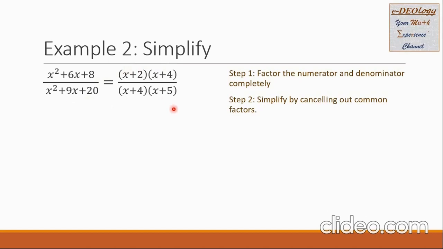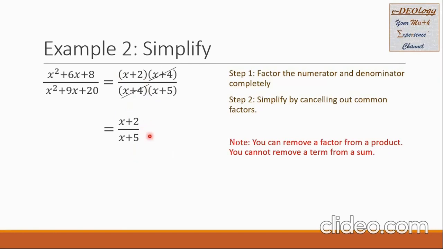And then in step 2, we will cancel the common factors. There is x plus 4 and also x plus 4 in the numerator and in the denominator respectively, so we can cancel it out. What remains in the numerator is the x plus 2, while in the denominator is this x plus 5. So we can remove the grouping symbol.